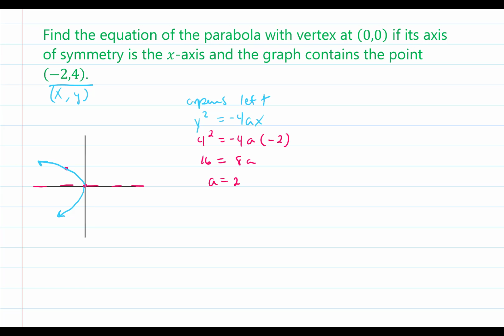Finally, what we want to do is replace in the original equation the variable a with the value of 2. So we'll have y squared is equal to -4 times 2 times x. Finding the product, we see that it's going to be y squared is equal to -8 times x. And so that is the equation with the vertex on the origin, axis of symmetry the x-axis, and it is opening to the left with a point of (-2, 4).